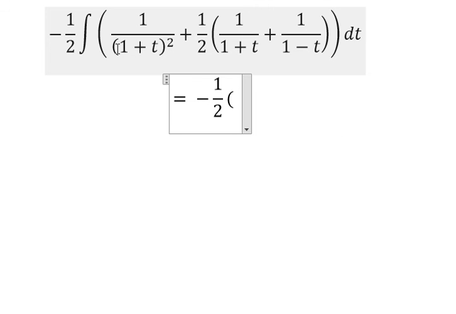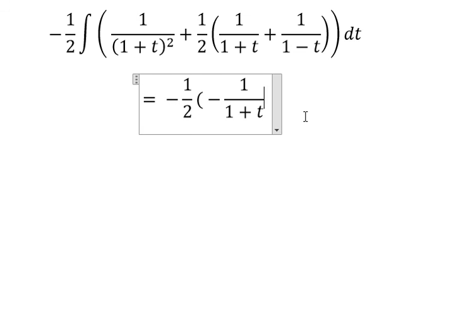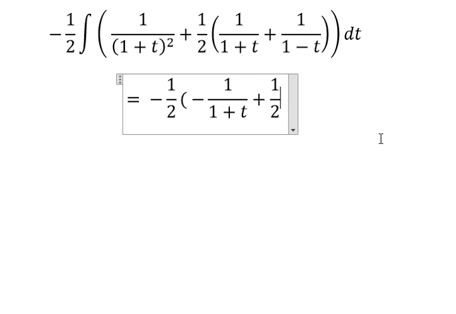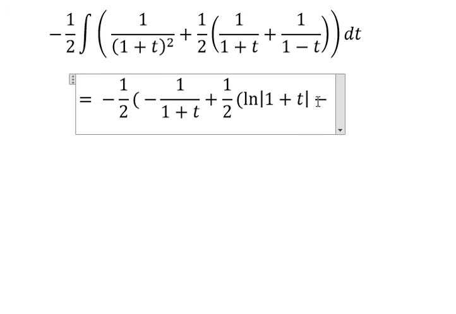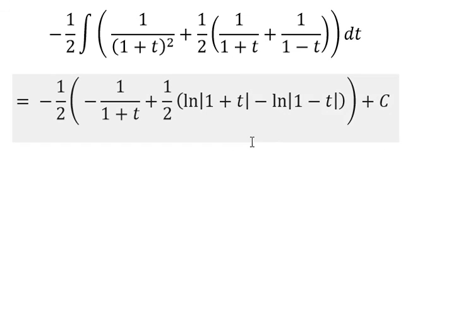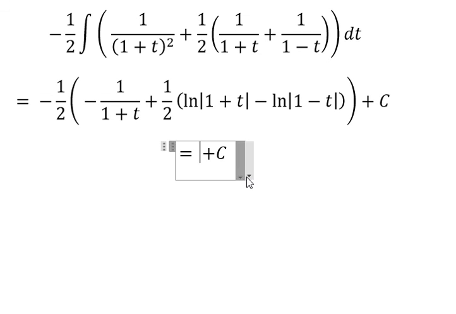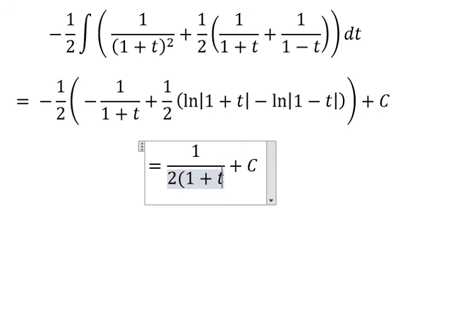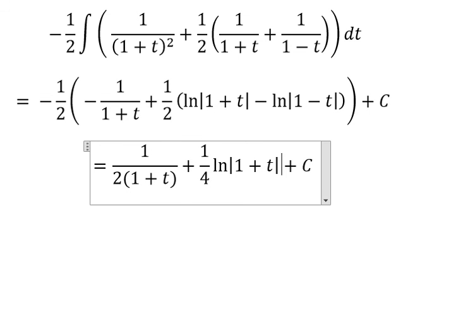The integral of 1 over (1 plus t) squared, you will got about negative 1 over 1 plus t. The integral for this one, you will use about logarithm base e of absolute value of 1 plus t. Because we have the negative, so we have the negative. We have negative, we multiply with negative, sorry about that. We have negative and negative, so you got about positive.